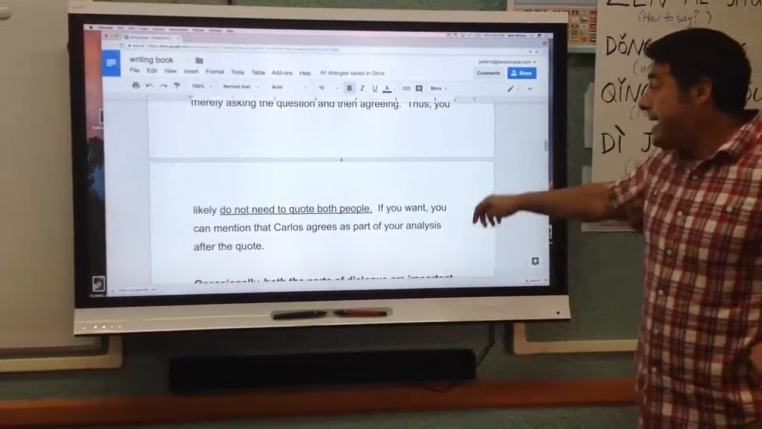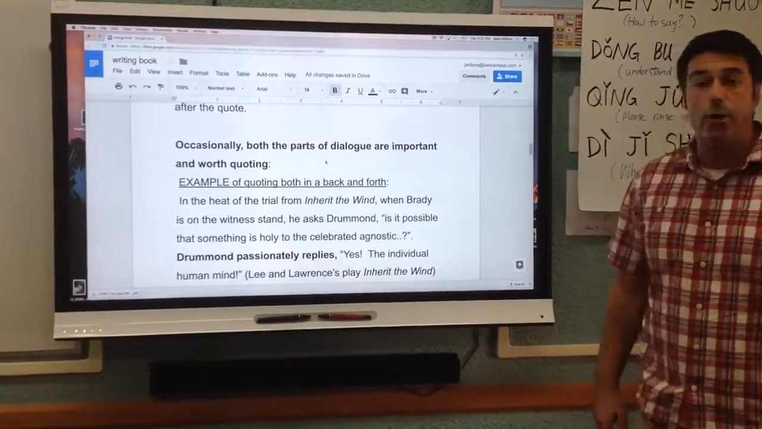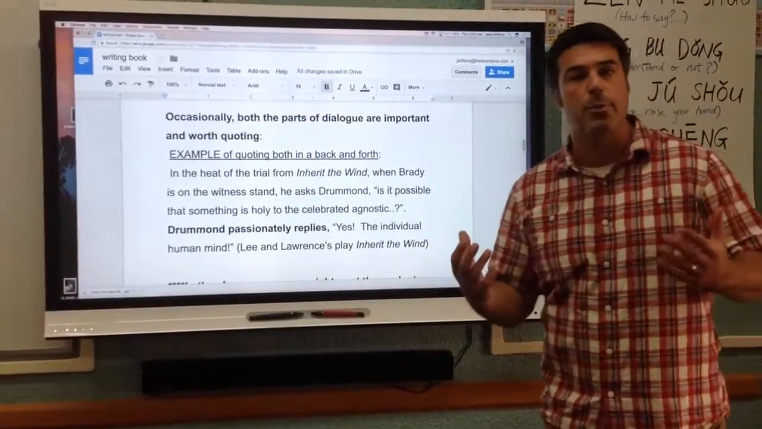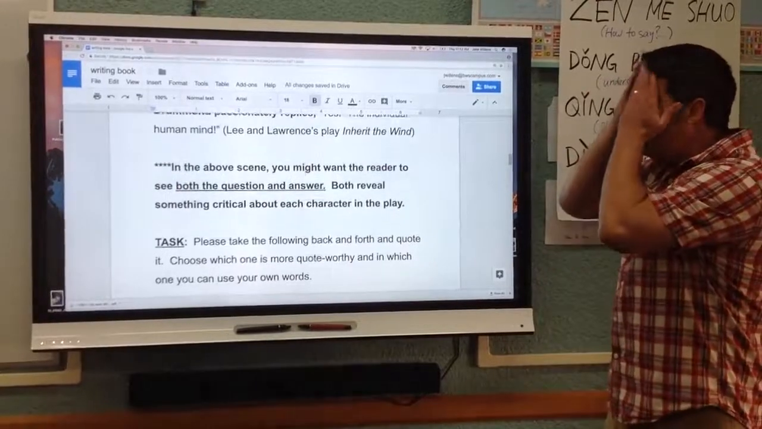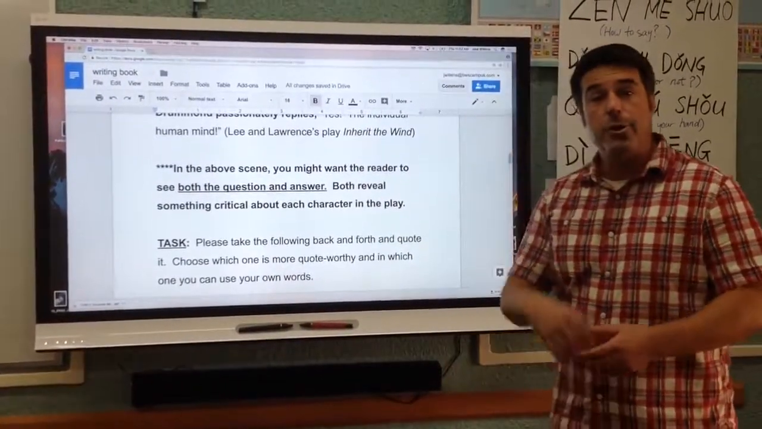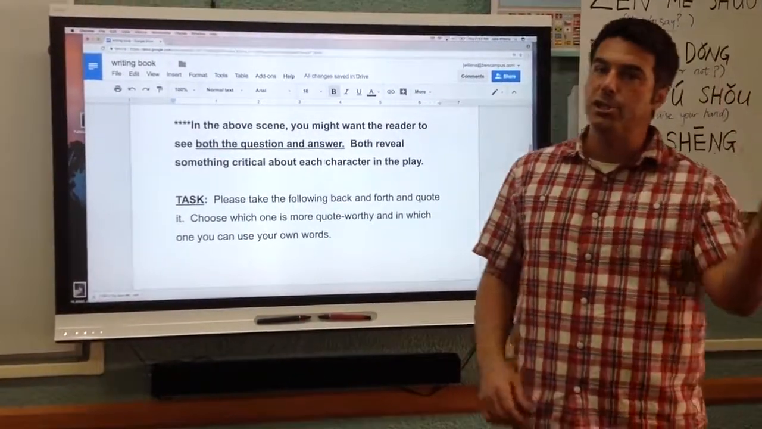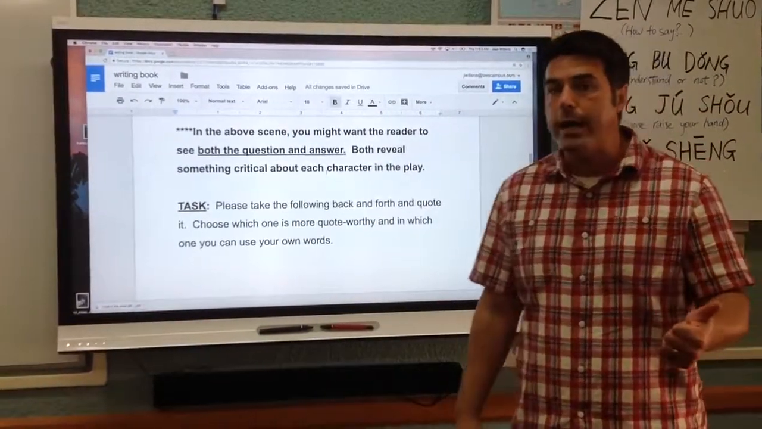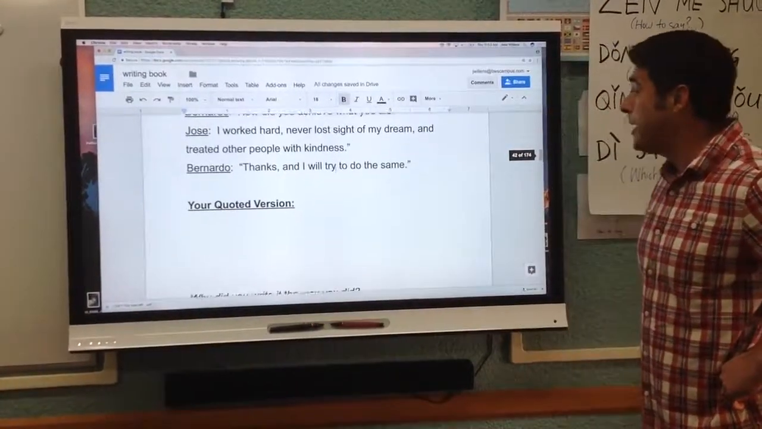Now, occasionally, if you scroll down, you do want to quote both. Let's say in Inherit the Wind, when Brady asked Drummond, "Is it possible that something is holy to the celebrated agnostic?" And Drummond shouts, "Yes, the individual human mind." Here, both of those quotes are so vital to the character and the themes of the play that you'd actually want to quote both. So you have to decide, how vital is it? Can I just quote one? Or in this case, you'd want to quote both, because they both reveal a lot about character and a lot about theme. If you please scroll down, we can go even further.